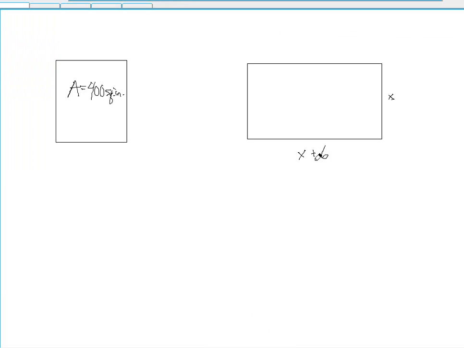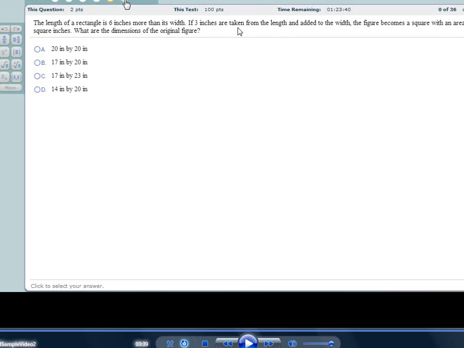So I'm going to take 3 away from this. So what I would do is subtract 3 from it and then add 3 to the width. So we take 3 inches away from the length. If 3 inches are taken away from the length, which is currently x plus 6, now it becomes x plus 6 minus 3. And you add it to the width, which starts out as x, and you add 3 to it, so it becomes x plus 3. You end up with a square.